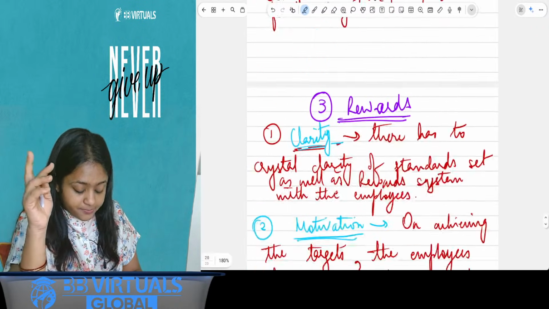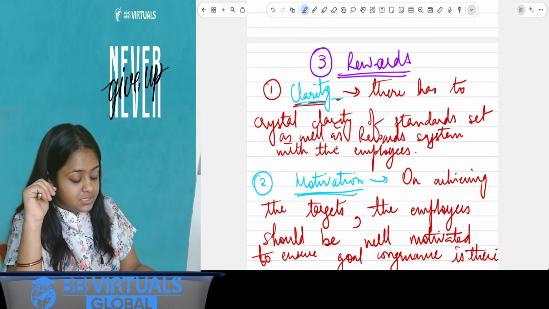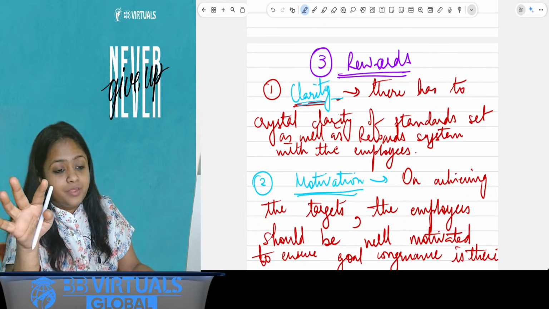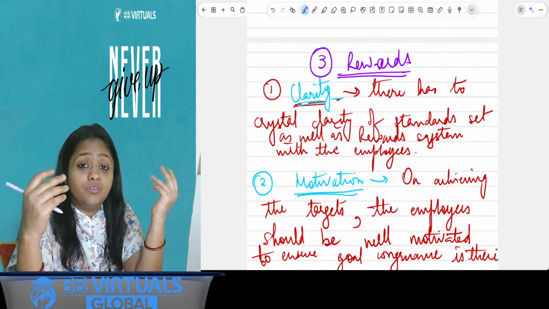The third block is rewards. What are rewards? Rewards are very important here. Rewards simply say that when you achieve the targets, there is a benefit. The manager will say, okay, you've done very good.